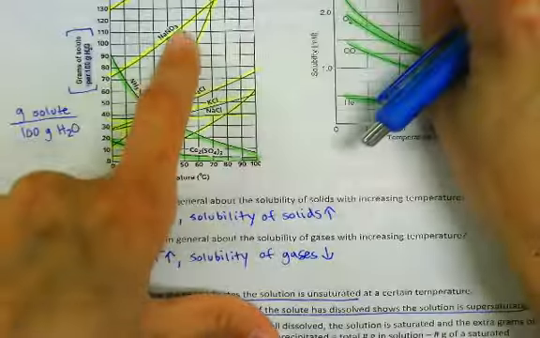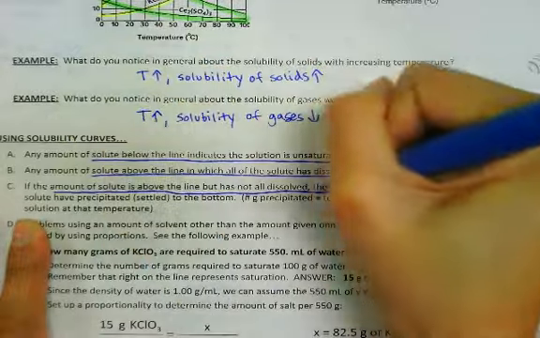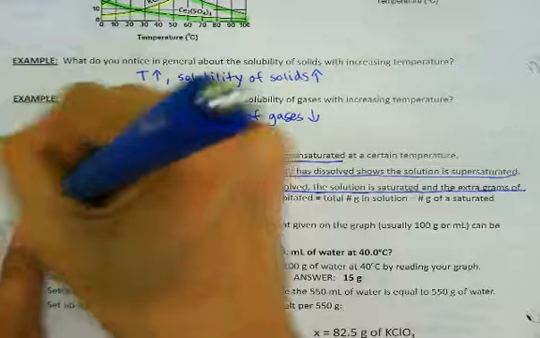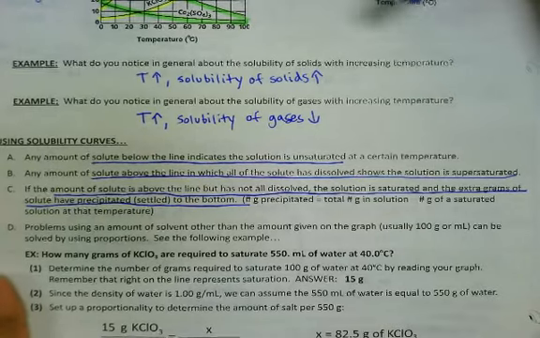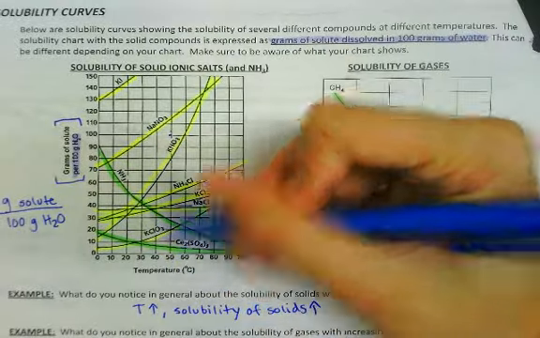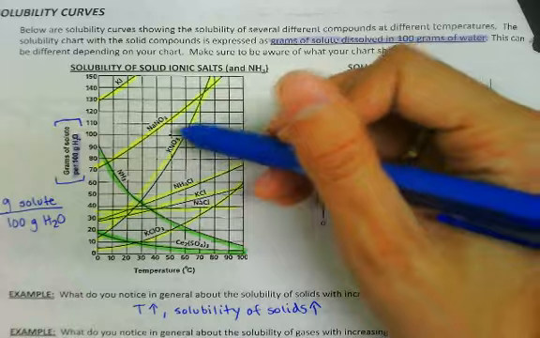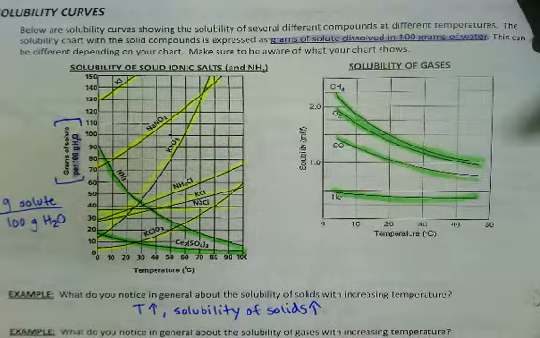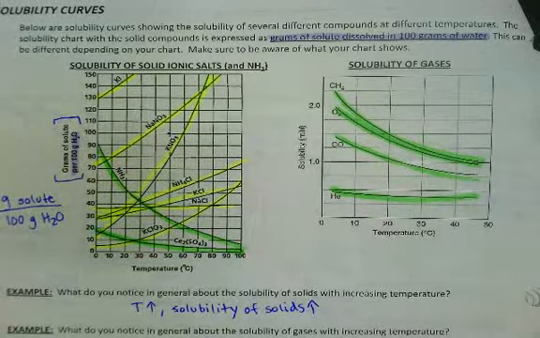If we have an amount above the line like this, 100 grams above the line, but not all of it is dissolved, okay, that means that the solution is saturated and the extra grams of solute have precipitated or settled to the bottom. So if I have a saturated solution of potassium nitrate, for example, at 50 degrees Celsius, and I say that there's 100 grams in there, but the solution is only saturated, that means that 20 grams are just hanging out at the bottom. Okay? Where do you think a saturated solution would fall in relation to the line, y'all?